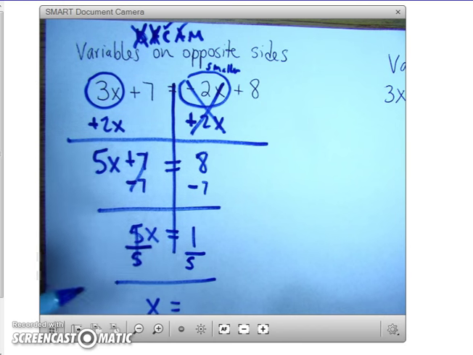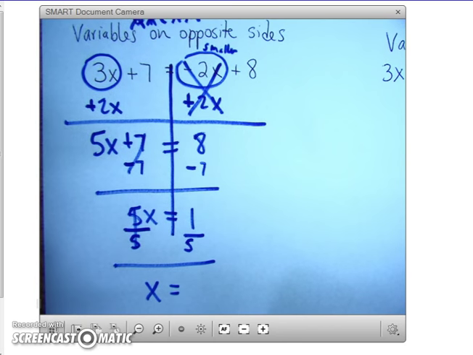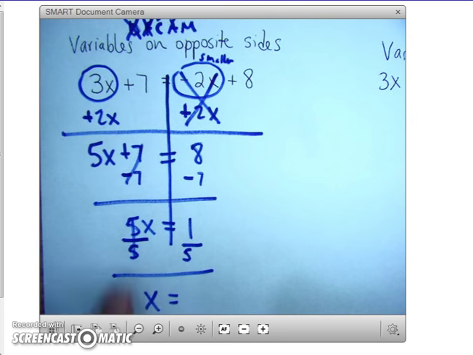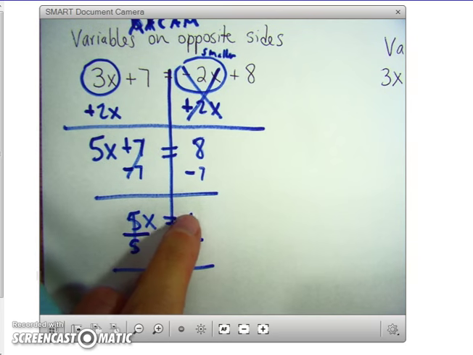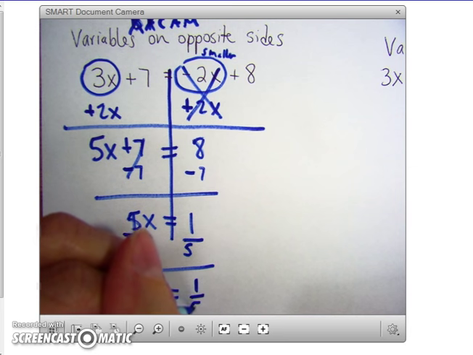So x equals 1 divided by 5 will give me a decimal. A lot of times they'll ask you to leave it as a fraction. So I'm not going to type in 1 divided by 5. I'll just leave it 1 over 5.